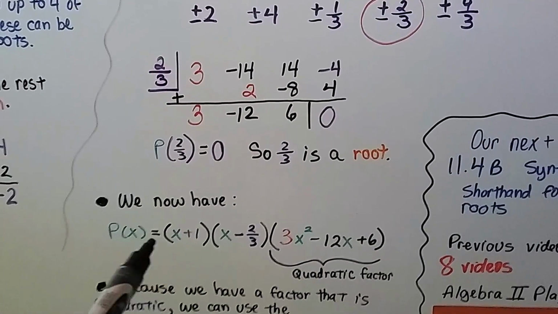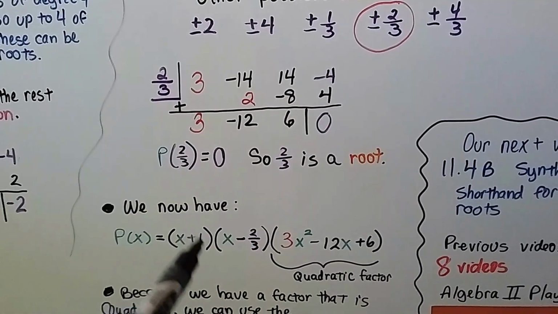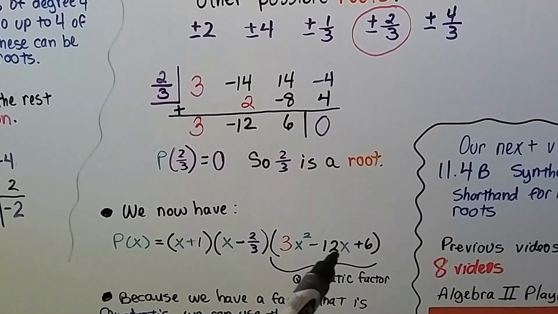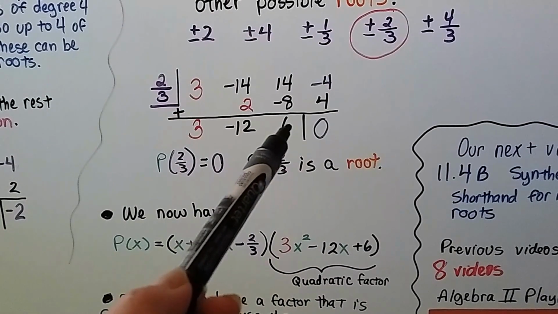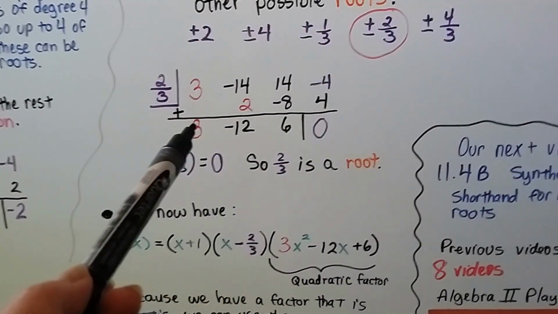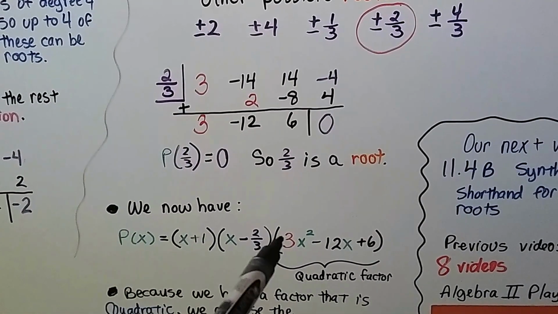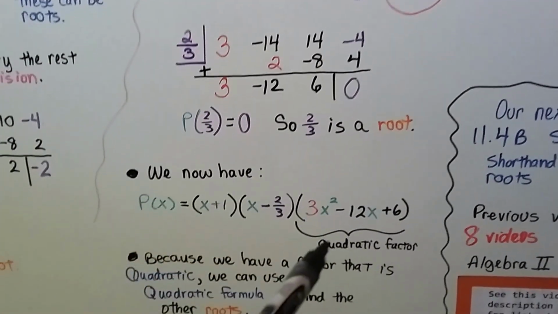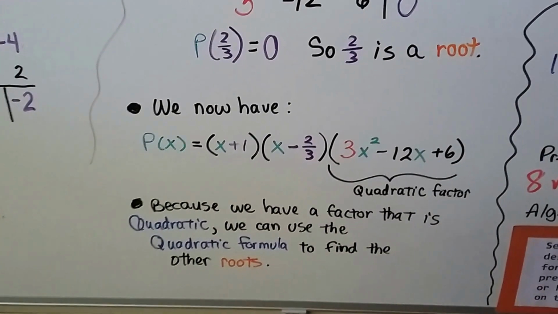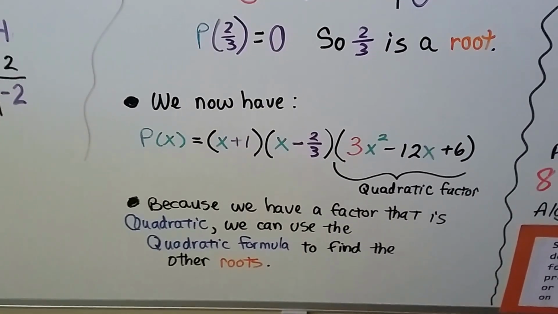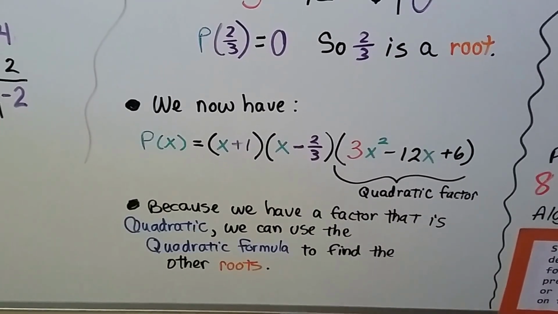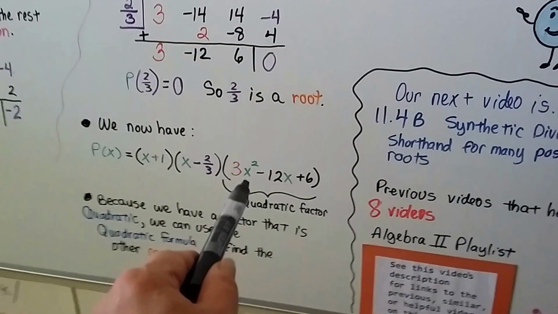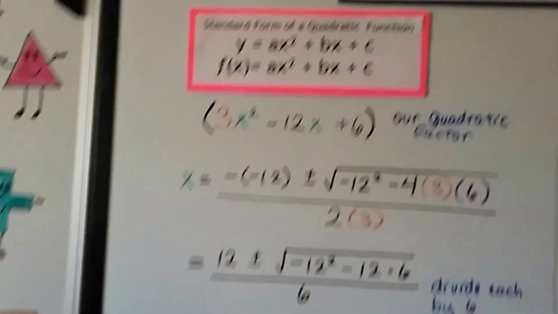So now we have p of x equals this factor, and this quadratic factor. See? Here's our constant, here's our x, and here's our x squared. See that? So we got 3x squared minus 12x plus 6. That's our quotient right here. Now, because we have a factor that's a quadratic, we can use the quadratic formula to find the other roots. That's great. All right? So keep in mind, this is our quadratic factor.